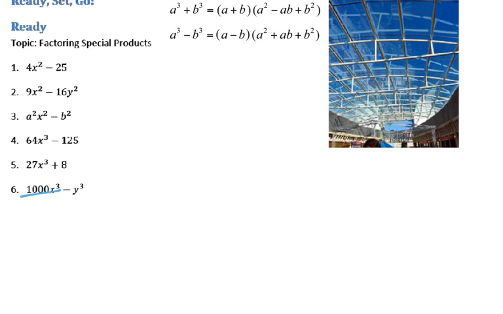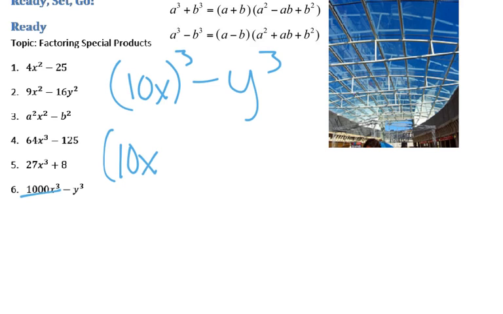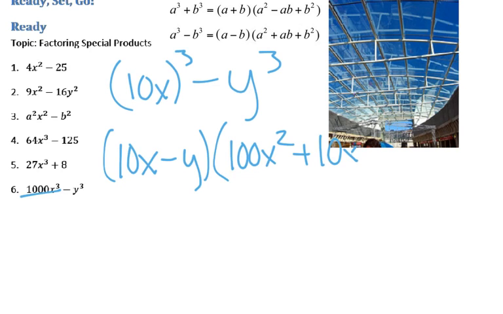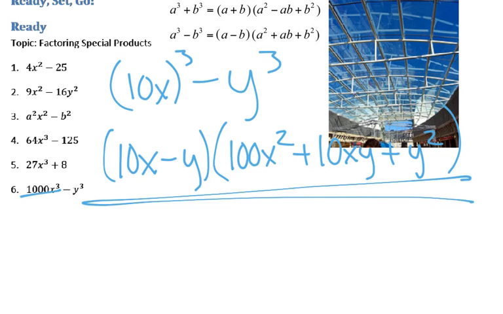So 1000 is like 10x cubed minus y cubed. So 10x minus y times 10x squared, which, 10 squared is 100, so let's just write 100x squared plus 10xy, because they're multiplied together, plus y squared. And there we go. That's good enough for us right now.